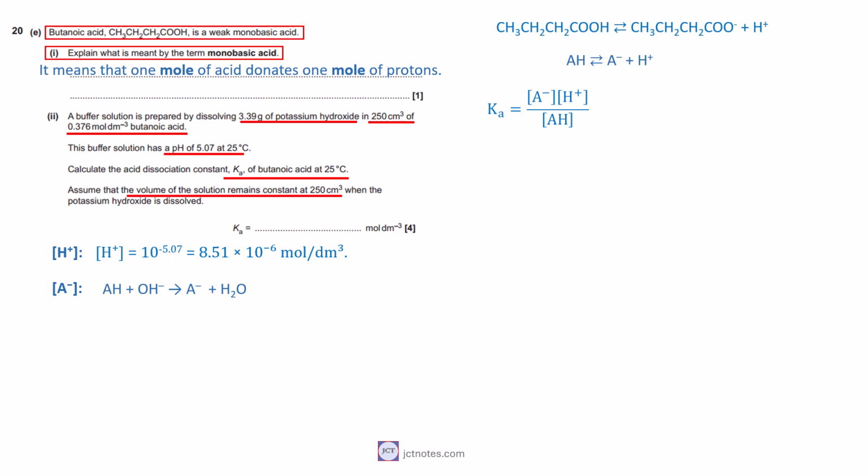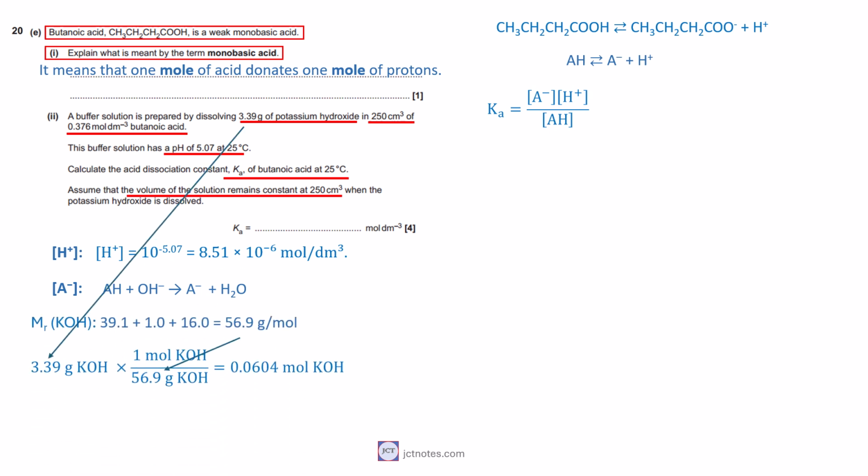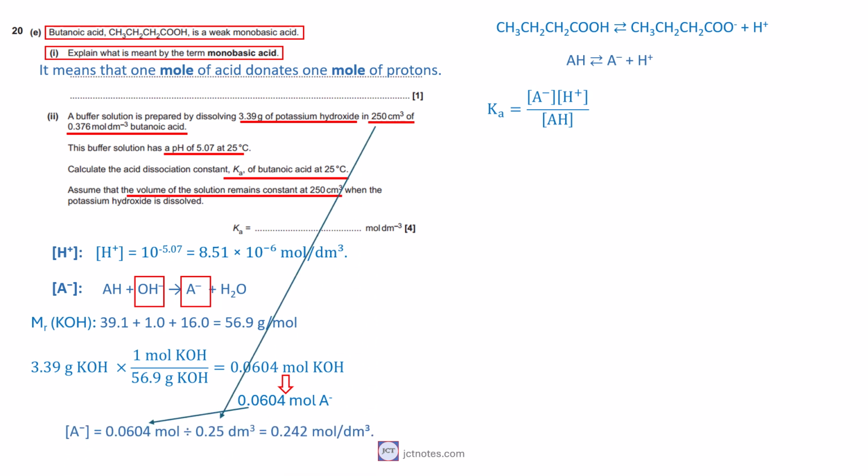The moles of potassium hydroxide can be calculated by dividing the mass, 3.39 grams, by its molar mass of 56.9 grams per mole, giving a result of 0.0604 moles of potassium hydroxide. Since each potassium hydroxide formula unit produces one butanoate ion, the number of moles of this ion in the buffer is also 0.0604 mole. Dividing this value by the volume of 0.25 cubic decimeters, we get the concentration of 0.242 molar.